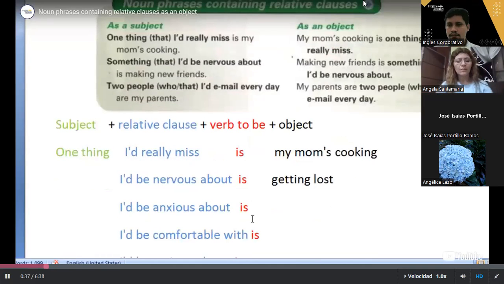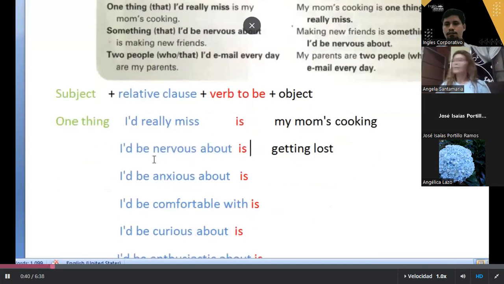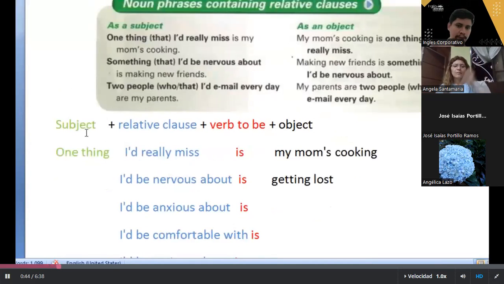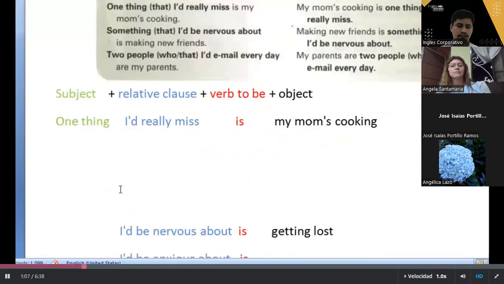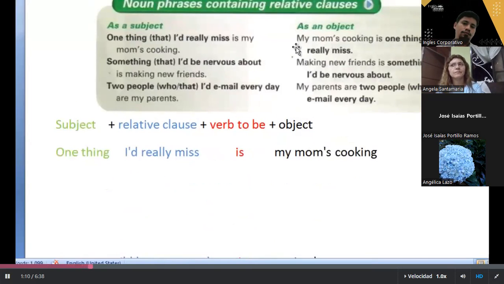So if you recall our previous lesson, we learned one thing I really miss is my mom's cooking. And we learned this formula here: subject plus relative clause plus the verb to be and then the object, that's the activity. What we're going to do in this lesson is borrow this object and turn that into the subject of our sentence. So I'm going to keep one of those ideas there so you can see exactly what happens whenever we make that change. What we want to do is change this statement, one thing I really miss is my mom's cooking, into my mom's cooking is one thing I really miss.